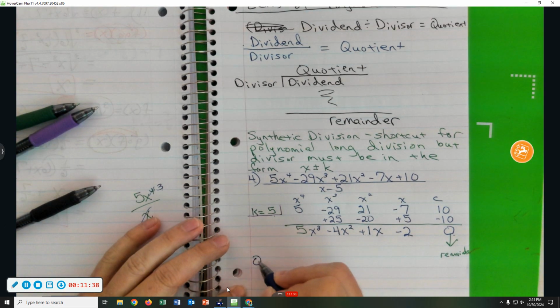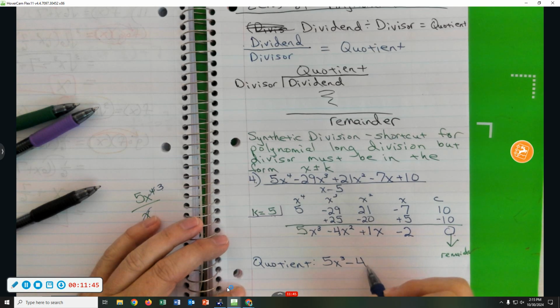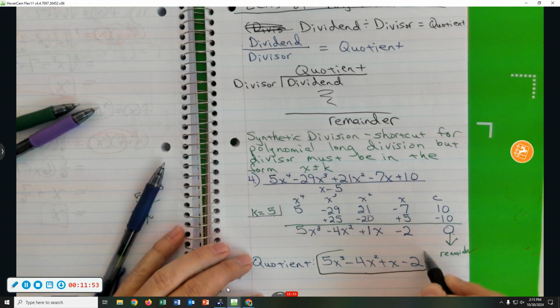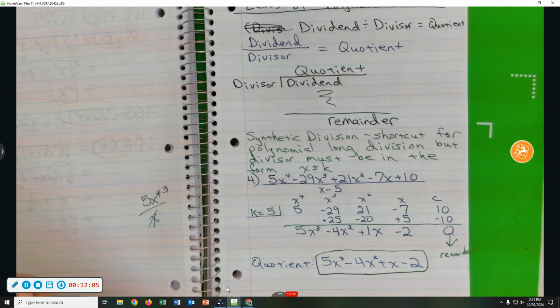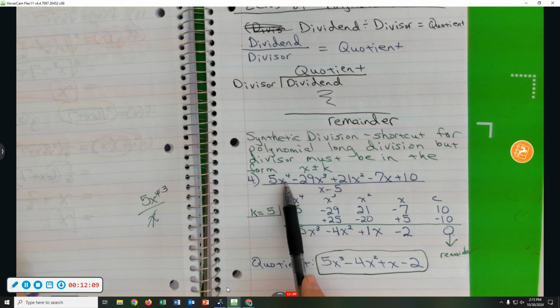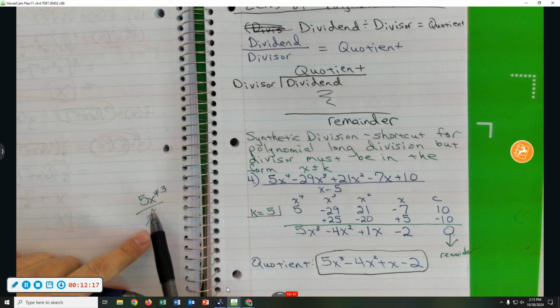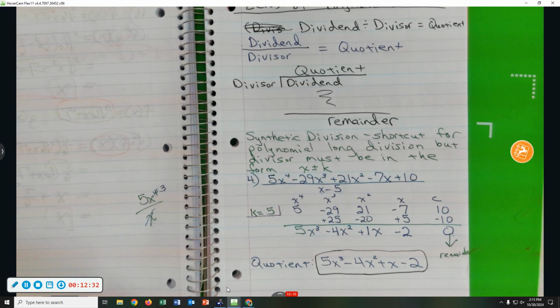So my quotient is 5x cubed minus 4x squared plus x minus 2. The remainder was 0, so we don't have to worry about that. Any questions there? It's one less than the largest power in the dividend. You had a 5x to the 4th, and it's being divided by an x. You can cancel one x above and below, so instead of having four x's up there, you only have three. That will always be the pattern for synthetic division. That variable part is one less than the largest variable part in the dividend.